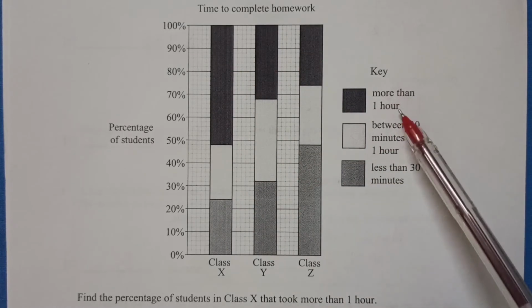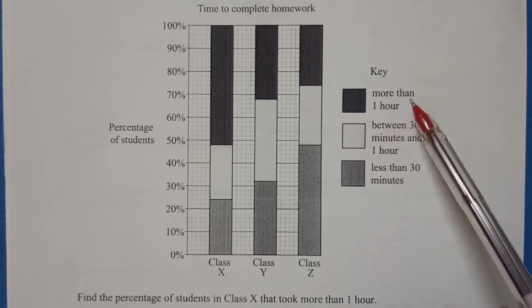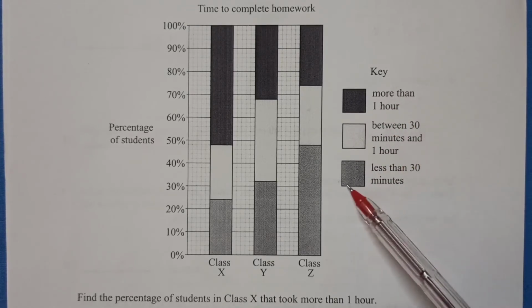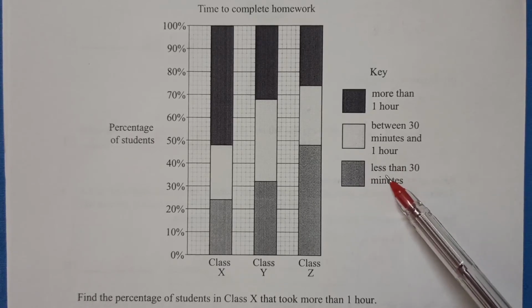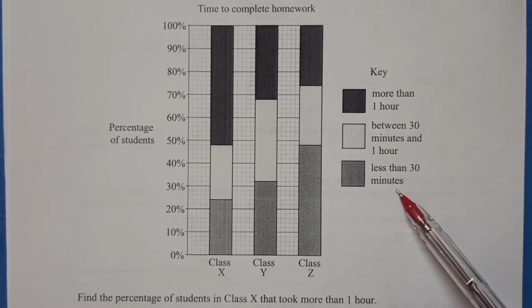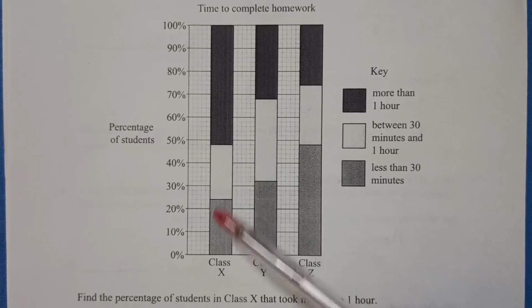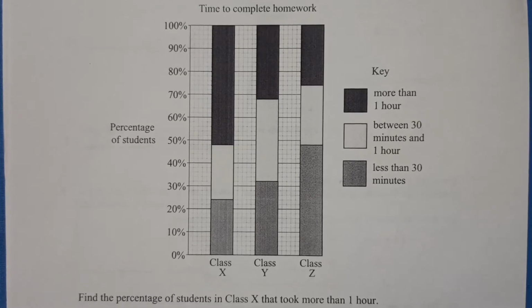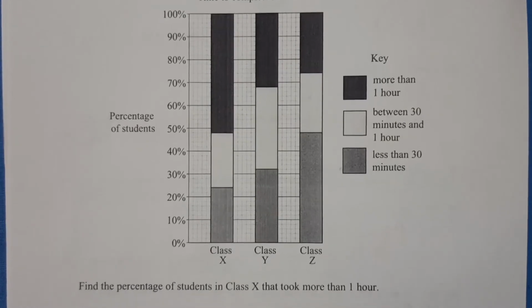You can see the key: this dark one is more than 1 hour, this gray is between 30 minutes and 1 hour, and this one is less than 30 minutes. So we have 3 different kinds of graphs in one bar. It looks complicated, but it's not like that. We have to read it carefully.